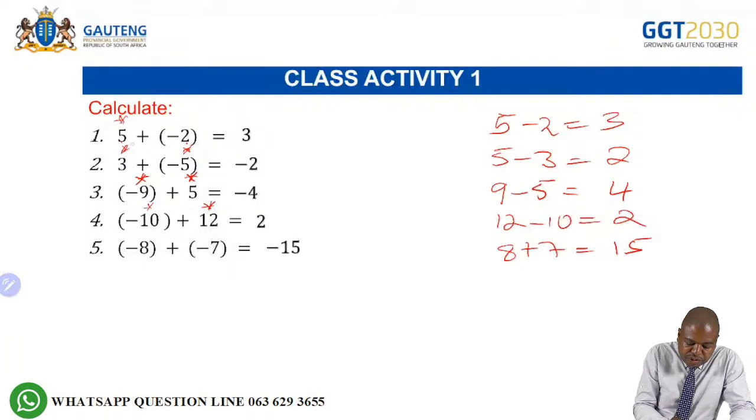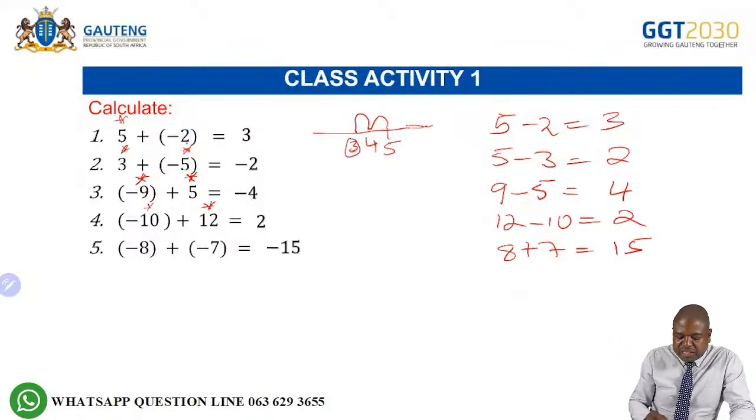Before we move on, let me just emphasize what you could have done if you're using a number line. For number 1, you're going to start at 5. Since you are adding -2, we're going to move 2 units to the left, and then we end at 3, which is our answer. That is for number 1 altogether.